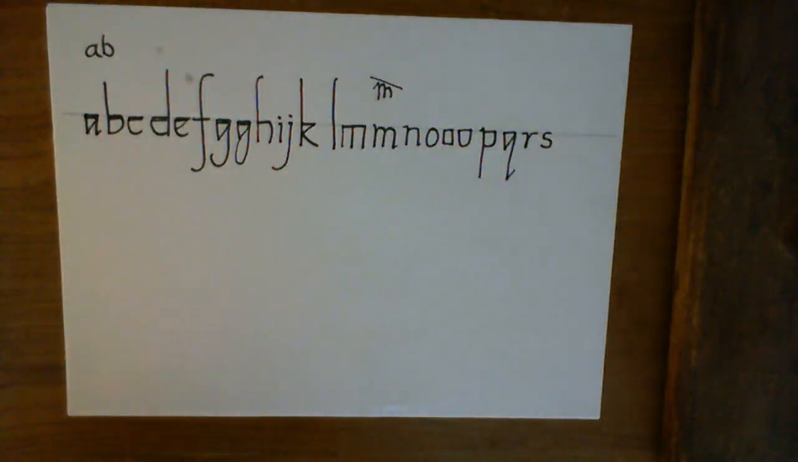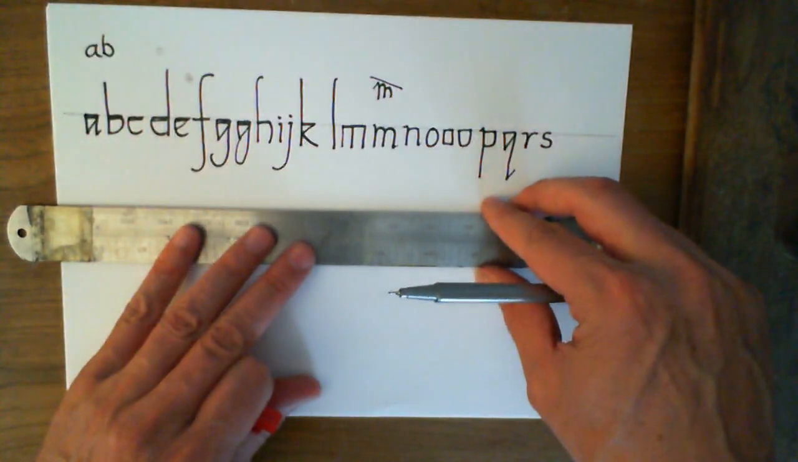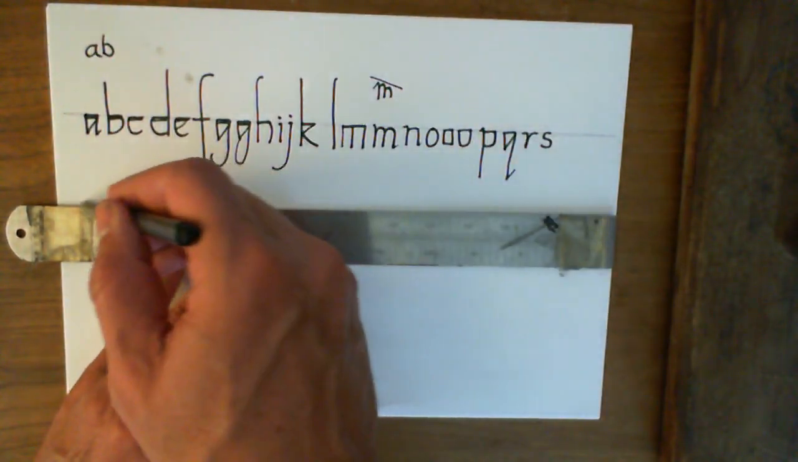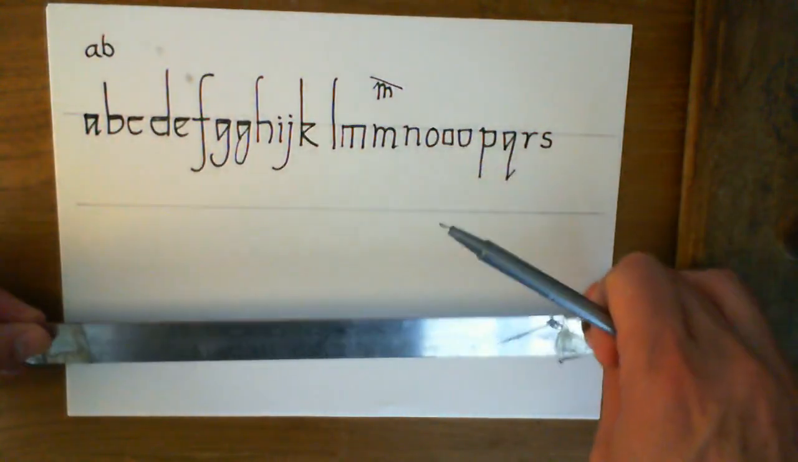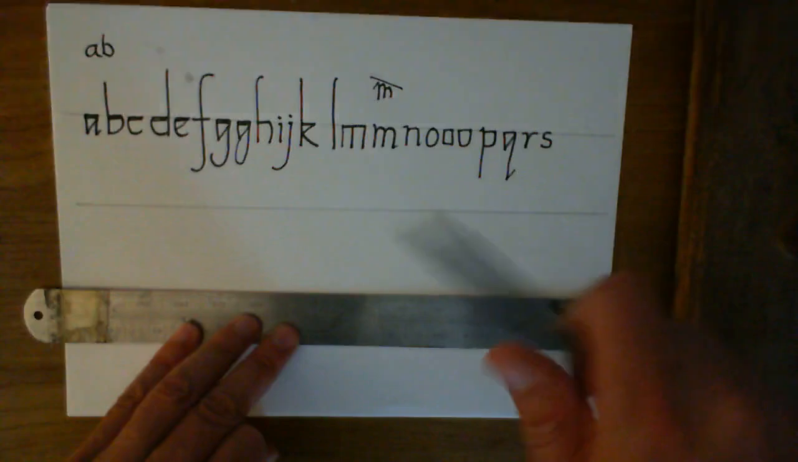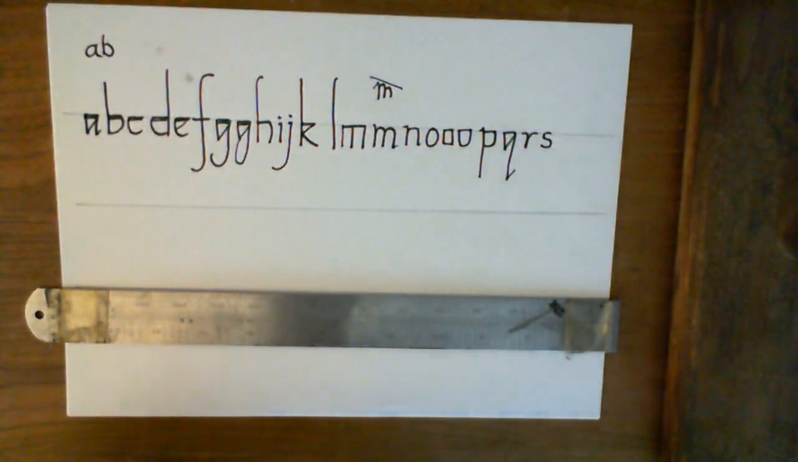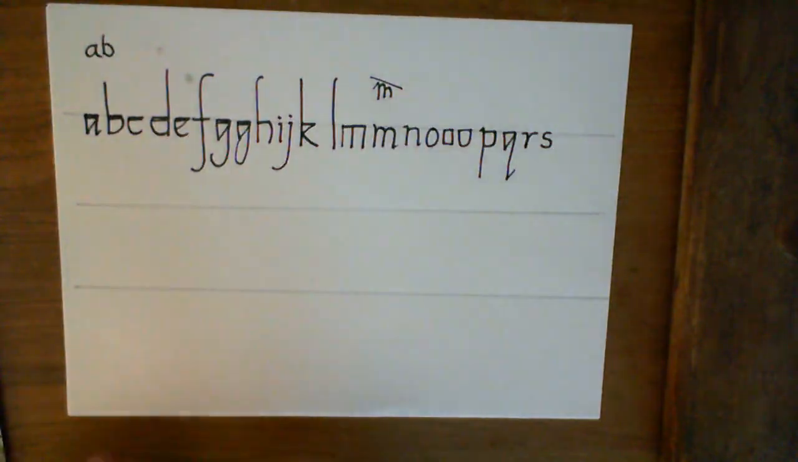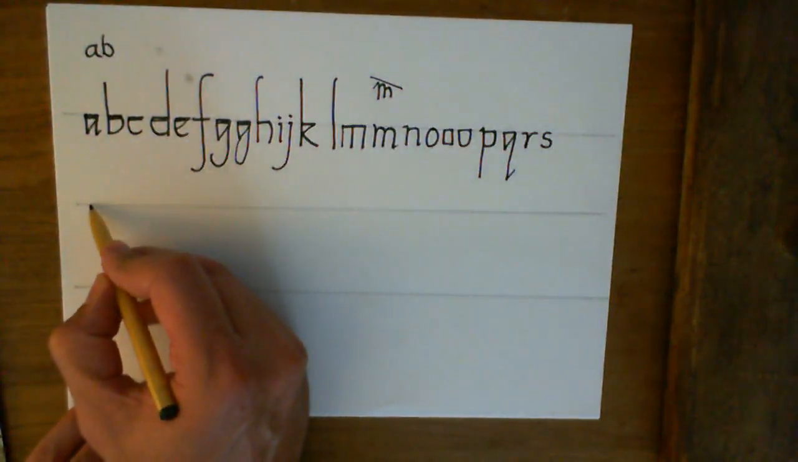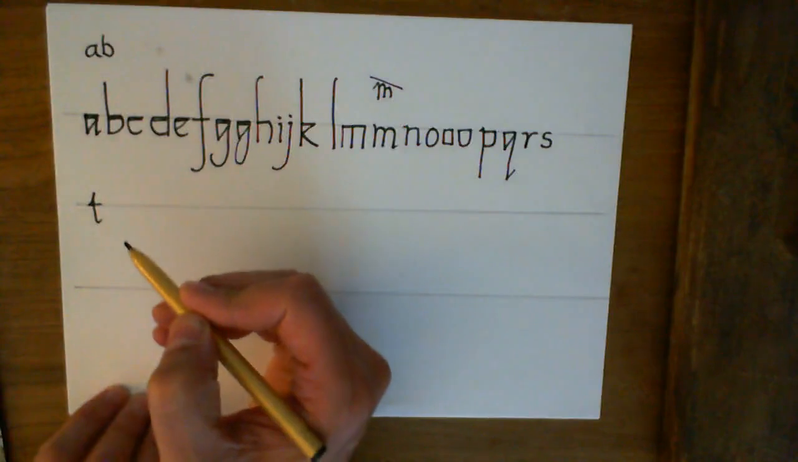Now what I'm going to do is draw another line. I don't usually use a line when I'm doing these demonstrations, but here I want to show you the letters are hanging down from the line. Let's do another one. T starts above the line, goes up, and then you cross it like that.